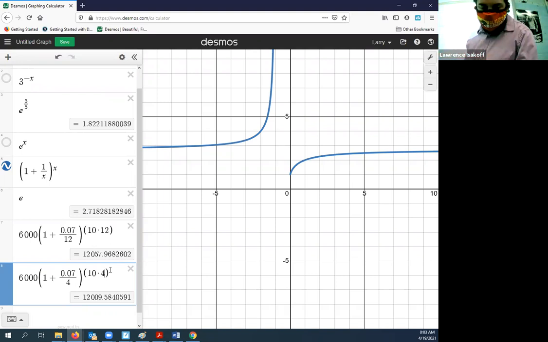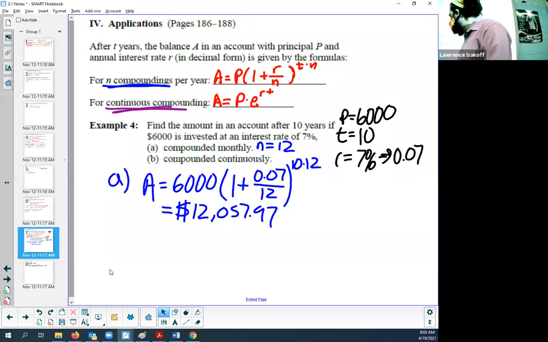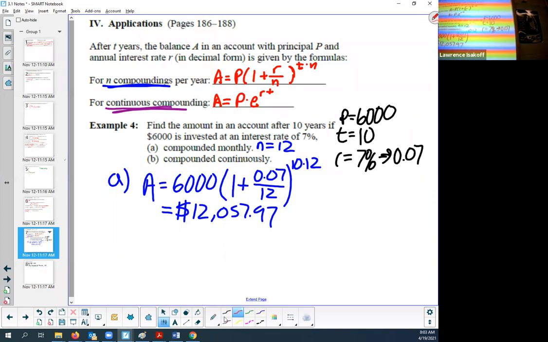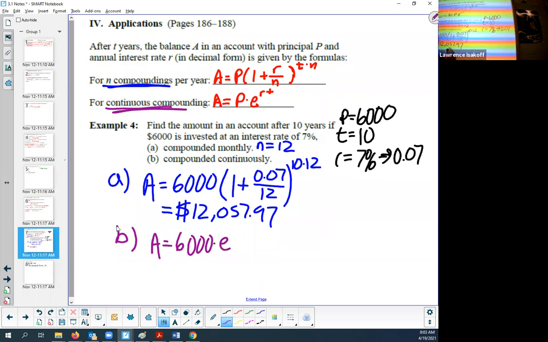Now let's look at the idea of continuous. Continuous says the entire time the money is there, it's constantly gaining interest. So my amount is equal to P, my principal, $6,000 we invested, times e to the 0.07. So our interest rate of 7% over 10 years.